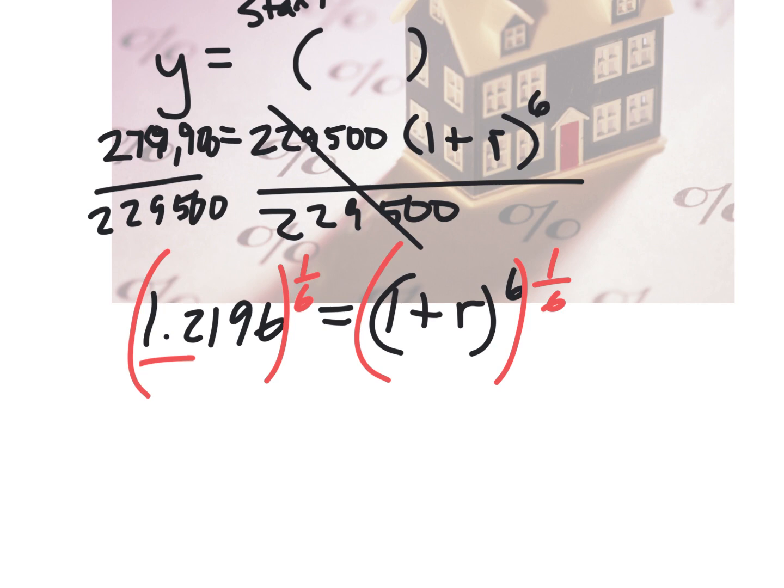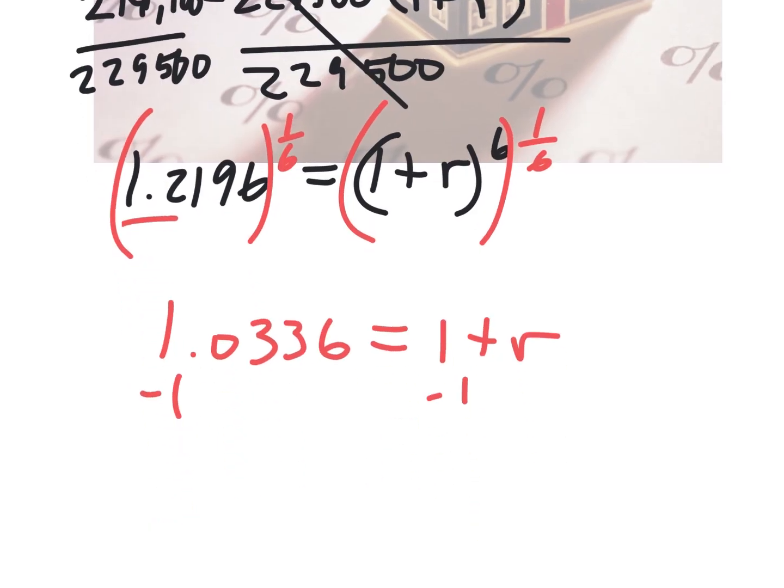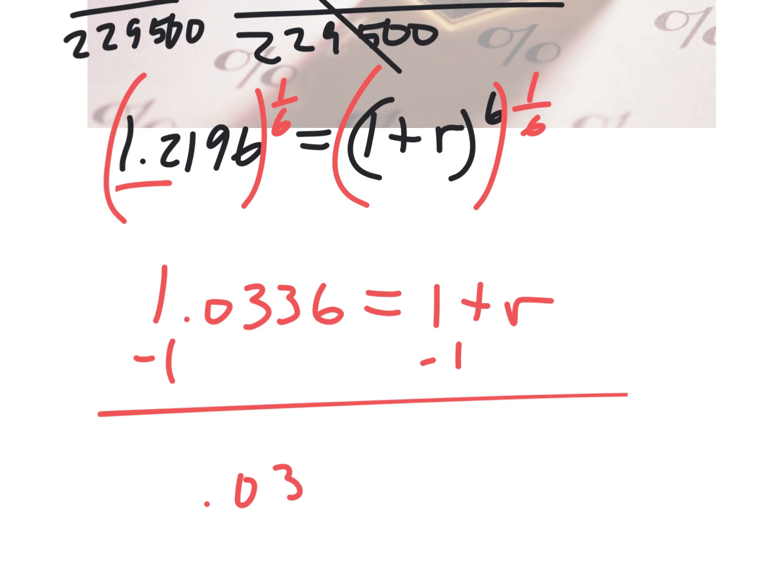What is 1.2196 to the power of 1/6? Oh, it did it. 1.0336. Subtract 1 from both sides. 0.0336. And to me that says that's an interest rate. That's an inflation rate. I can see that makes sense. It's about 3%. It all depends now what you want to round to.